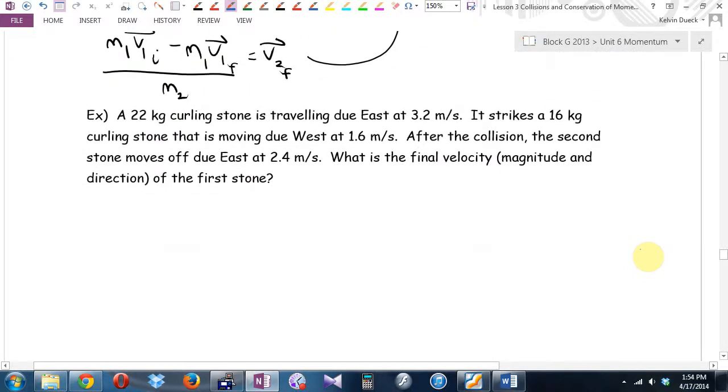A 22-kilogram curling stone is traveling due east at 3.2 meters per second. Check. Strikes a 16-kilogram curling stone that's moving due west. Okay, now we got two people that are having fun after the match. They're smashing stones towards each other. That's a collision. You know what that's a job for? Conservation of momentum. Okay. The sum of all the momentum before equals the sum of all the momentum after.